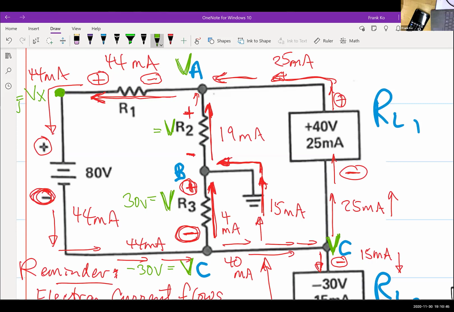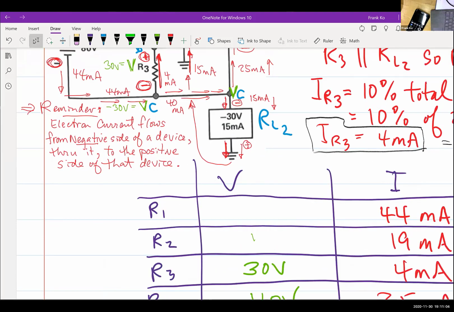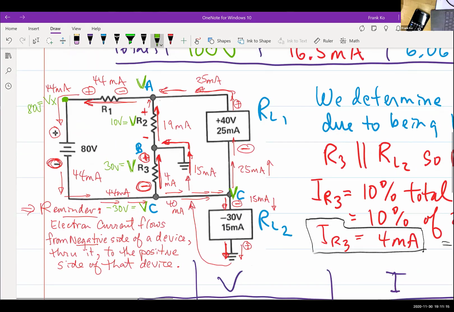So how do I determine this missing voltage up here? 40 minus 30. 40 minus 30, is that correct? Yes. That tells you your VR2 must be 10 volts. VR2 must be 10 volts. So VR2, oops, come back here, 10 volts. How do I determine VR1?